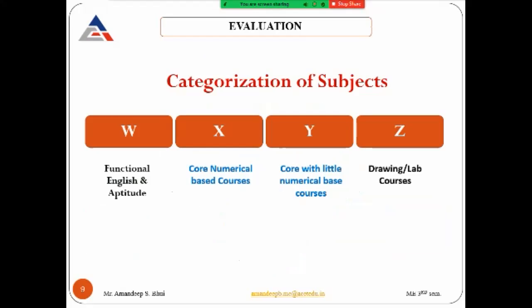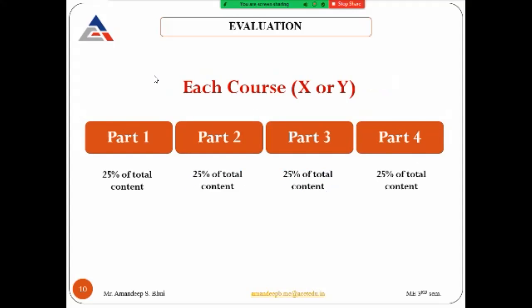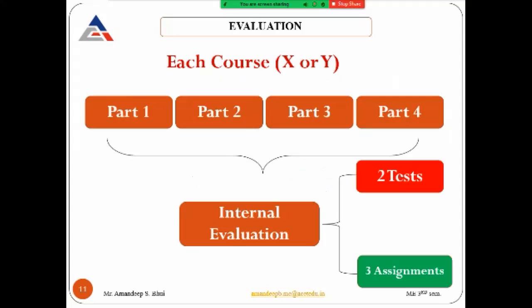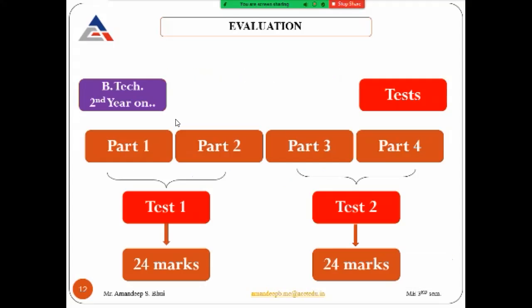Okay. Next, evaluation, we have already discussed. This course will lie in your Y zone. That is, it is a core subject, plus it will have a little numerical base also. So the category of this subject will be Y category. Again it will be divided into 4 equal parts. Then evaluation will be 2 MSTs and 3 assignments.